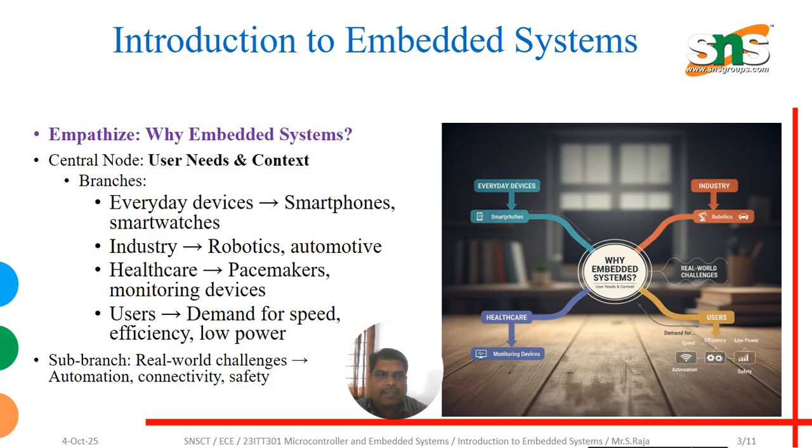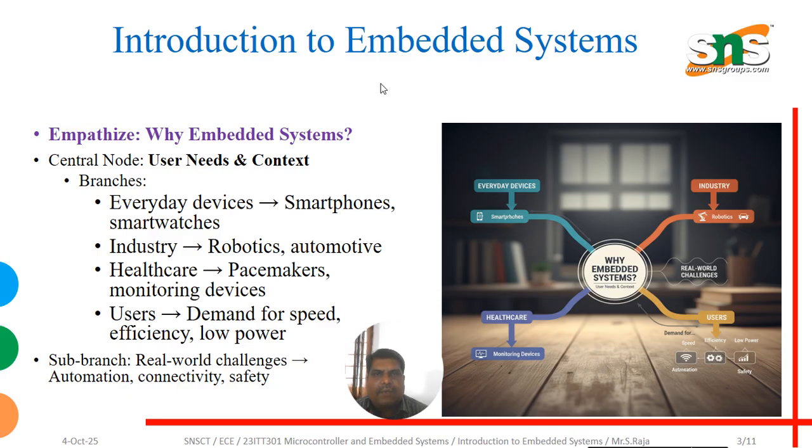Next is the user. Users may demand speed, efficiency and low power in any case. That is where the real challenges come. We need to provide automation and good connectivity between software and hardware. Then for safety, we will have high-end systems. For example, a normal car versus a car with an automatic braking system, a normal car versus the advanced versions. All these comparisons come together to show the need for embedded systems.